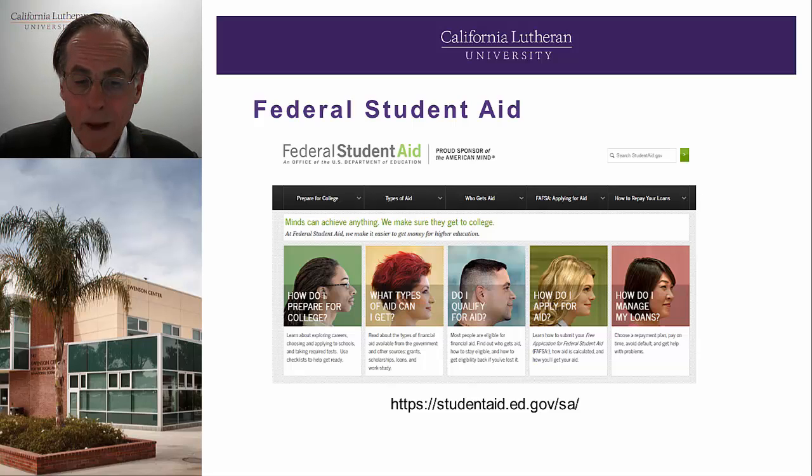The federal aid website is a wonderful source of information about funding college education. On this site, you'll find information about preparing for college, types of aid, who qualifies for access to aid, the FAFSA form, and how to repay federal student loan debt. The federal student aid website can be accessed at https://studentaid.ed.gov/SA/.